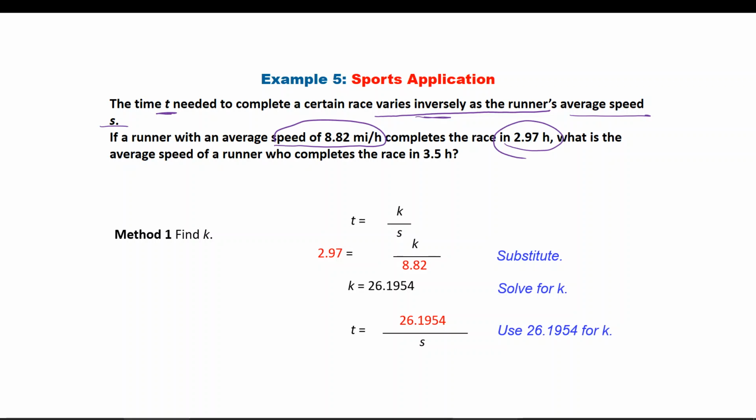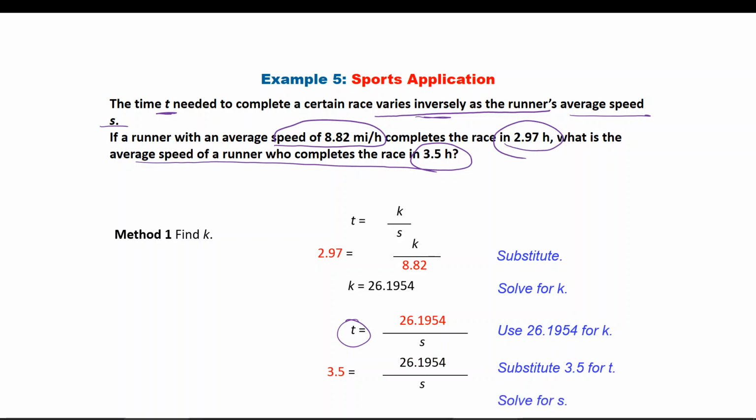All right, so in the new equation, it says, what is the average speed of a runner who completes the race in 3.5 hours? So that's our time, so we're going to substitute 3.5 for our hours. And when we do that, we will have to do some rearranging because we need to multiply both sides by s to get it out of the denominator, and then divide both sides by 3.5. And when we do, we end up solving and saying s equals 7.48.